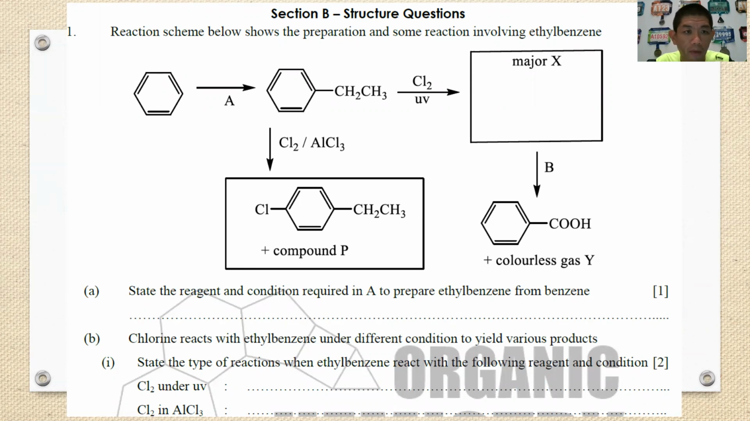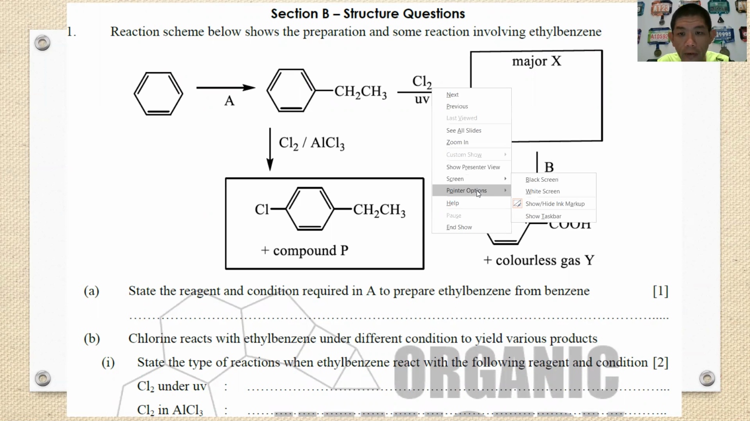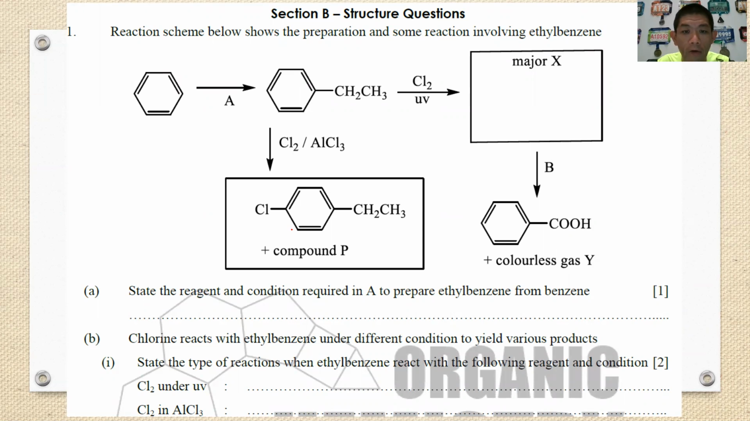Question number 1 sounds like this. The reaction scheme below shows the preparation of some reactions involving ethylbenzene. You see here, you have benzene starting from A, you form ethylbenzene. Ethylbenzene reacts with chlorine under UV to form major X. Another reaction also reacts with chlorine, but in AlCl3, you form para-ethylchlorobenzene, para-chloroethylbenzene, sorry, plus compound P. And when you oxidize major X, it becomes benzoic acid plus colorless gas Y.